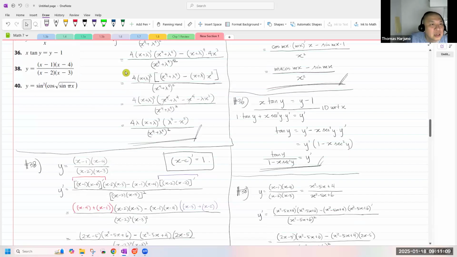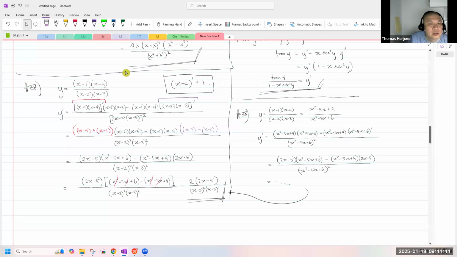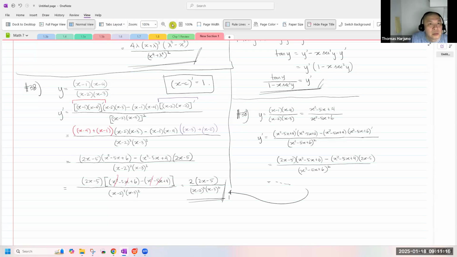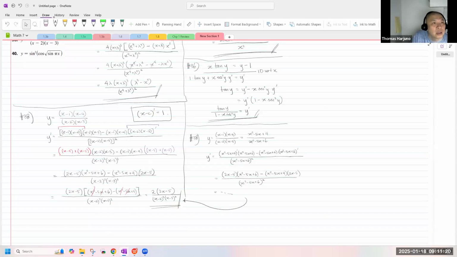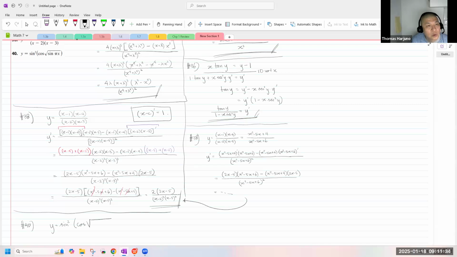That's for number 38. Number 40. I need to write that. Let me make it. So y equals, number 40, y equals sine squared of cosine square root of sine pi x.